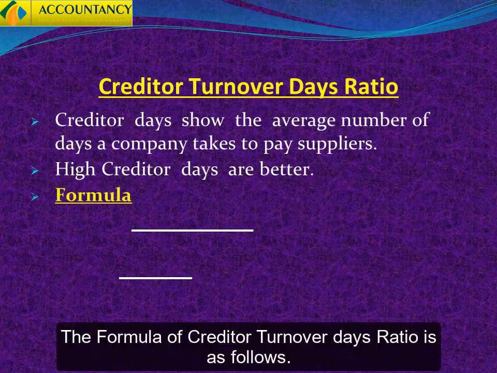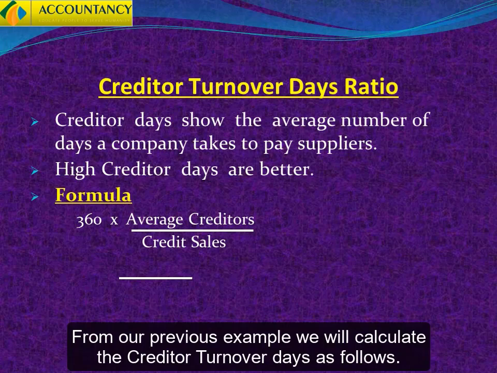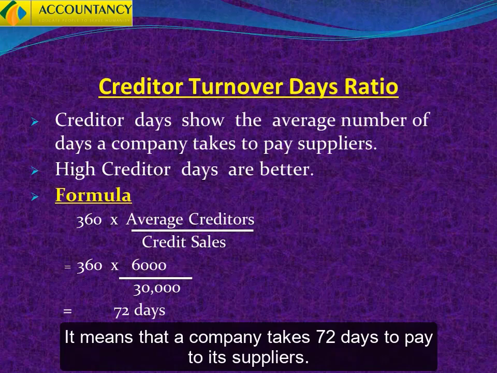The formula of creditor turnover days ratio is as follows: 360 multiplied by average creditors divided by credit purchases. From our previous example, we will calculate the creditor turnover days as follows: 360 multiplied by 6,000 divided by 30,000 is equal to 72 days. It means that the company takes 72 days to pay its suppliers.